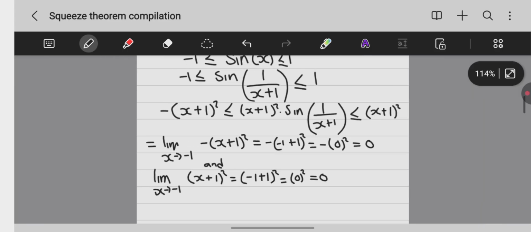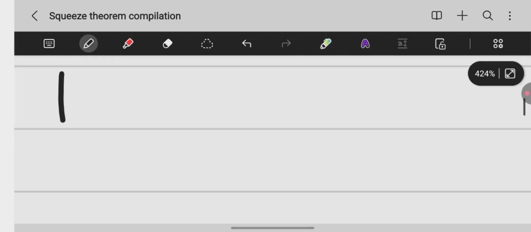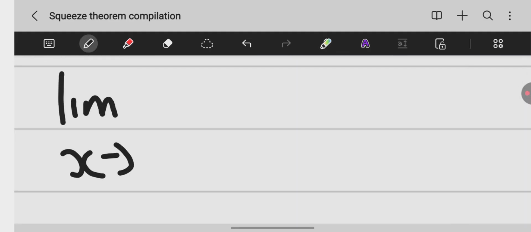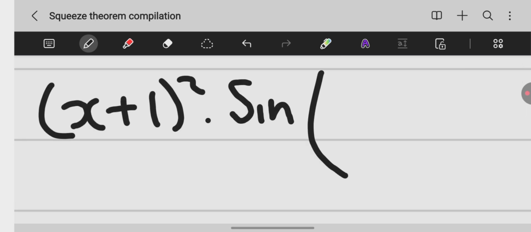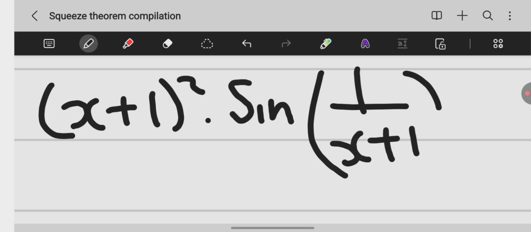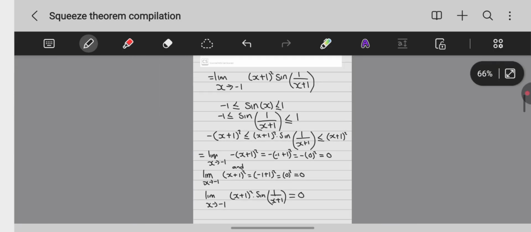And so by default, our middle is going to be 0 because we have two limits that are equal. So by default, the middle has to also be that. So now you would have the limit as x approaches negative 1 of x plus 1 squared, multiplied by the sin of 1 over x plus 1, is equal to 0 by default. And that's how you would answer your 5 mark squeeze theorem question.